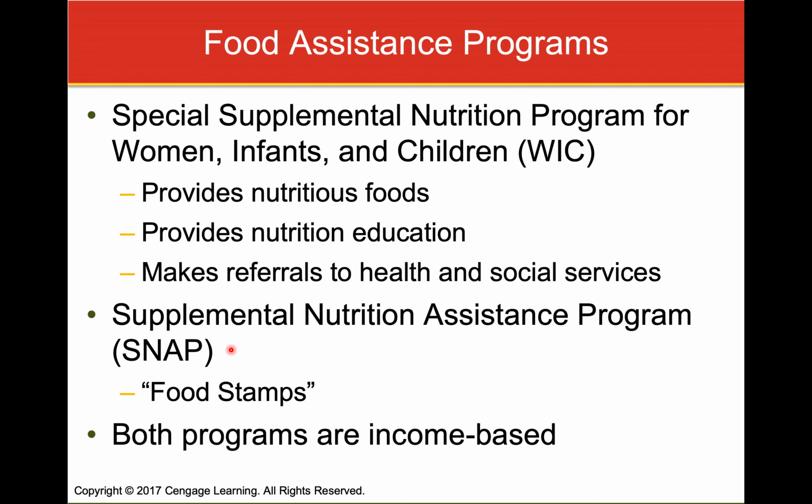Another food assistance program is the Supplemental Nutrition Assistance Program, also called SNAP, and this is what is commonly referred to as food stamps. So it's money that is allotted to the family each month to go towards food. And both of these programs are income-based. So in order to qualify for these programs, you have to earn a certain amount of money. And once you exceed that certain threshold, then you are no longer eligible to receive the assistance from the government.